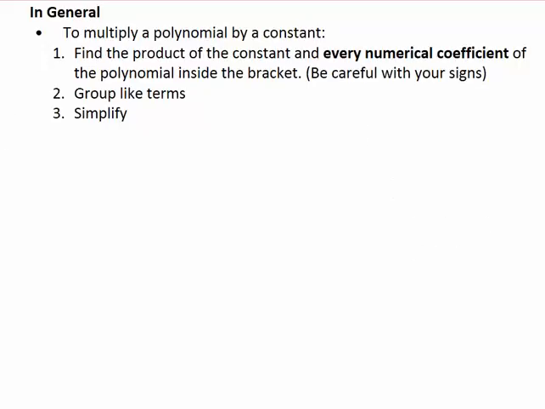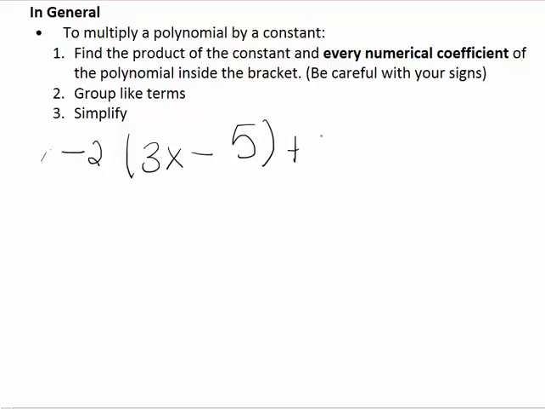So let's finish this up with an example using these steps, just to summarize everything. So if we have a negative 2 times 3x minus 5 plus 2 times negative 2x minus 10, we can solve it just as we did above.